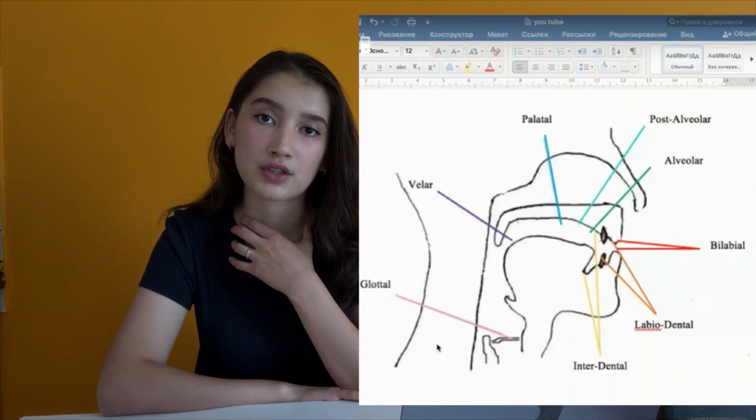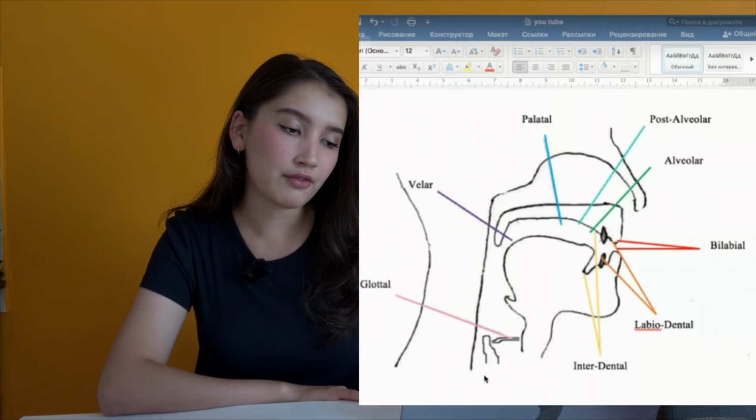So if you are asked to find a place of articulation of some sounds, you need to first of all articulate it, like produce it, like say it, and then try to analyze which part of your whole mouth system you are using, whether it's tongue, lips, teeth, whatever. So this is our whole vocal tract. And when we analyze, we always start with glottis.